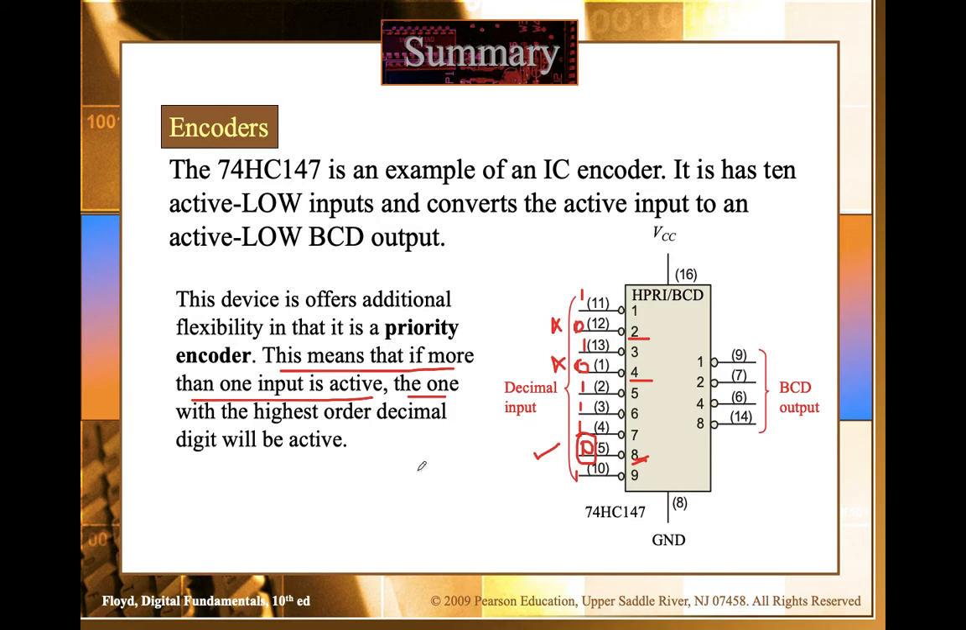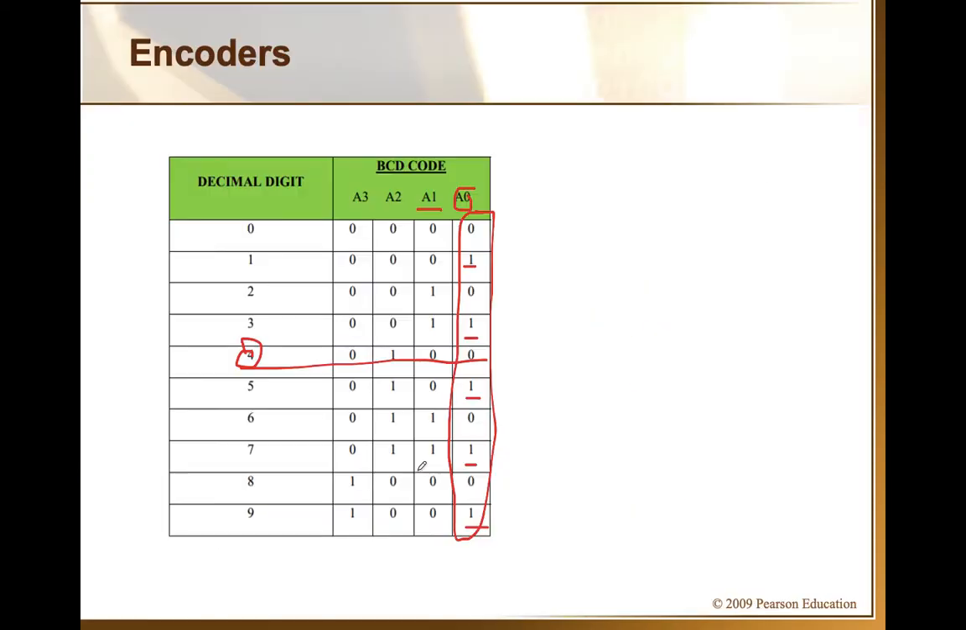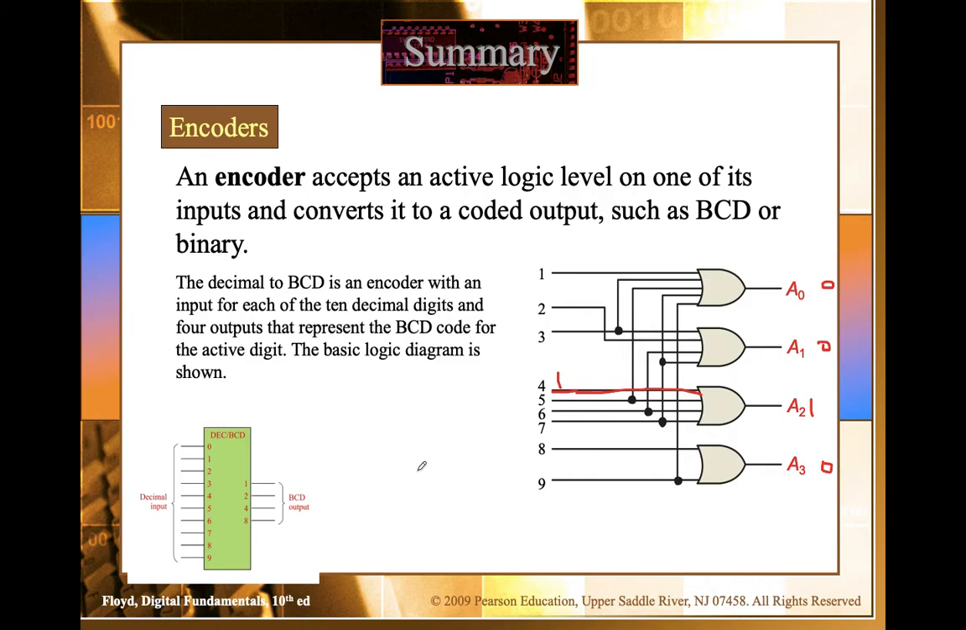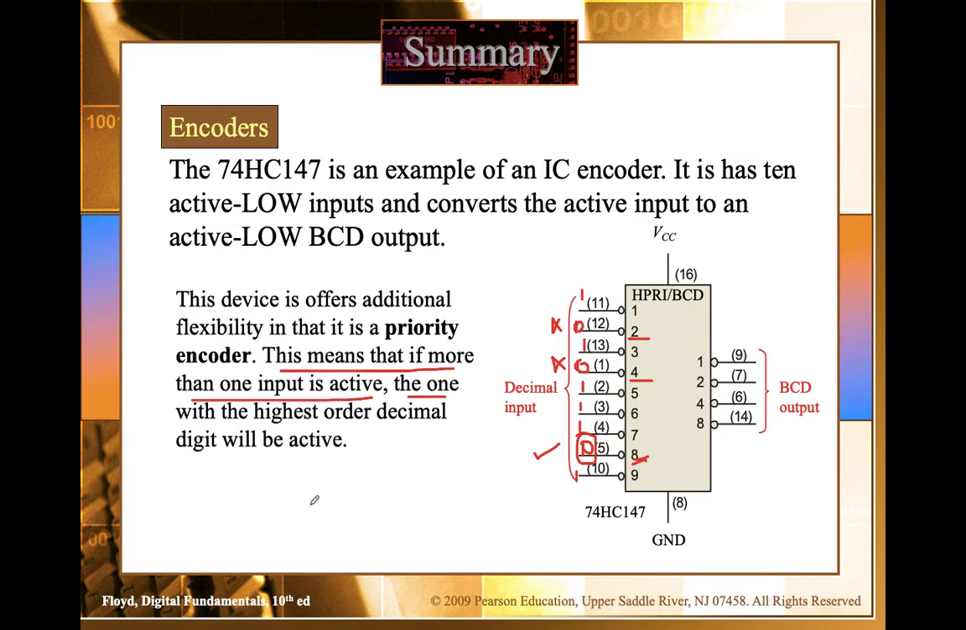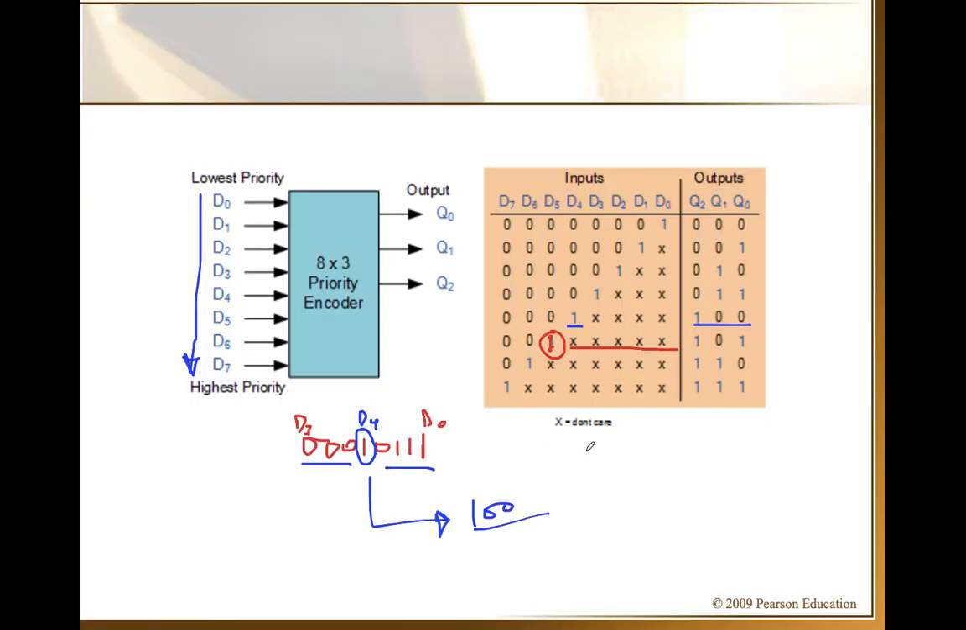I repeat, what have we done so far? We have talked about encoders. What do encoders do? Encoders accept an active level, active high or active low, depending on one of its inputs, and convert it into a coded output. However, it can receive input on multiple lines as well, and that's where the priority comes. If it receives input on multiple lines, the highest order decimal value will be encoded. Okay, so now we're done.